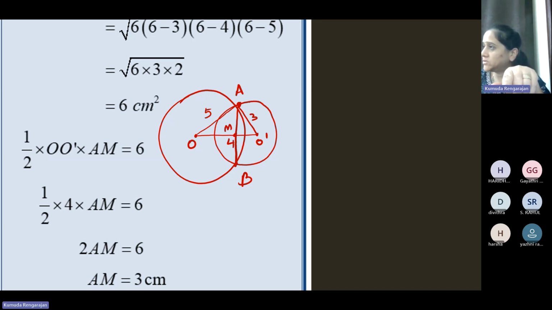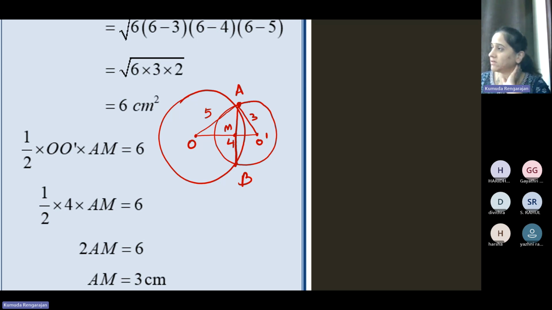Which is the center of the first circle, the bigger circle? O. And the center of the smaller circle? O dash. Where do the two circles intersect? A and B. Which is the common chord to the two circles? AB. The line segment joining the points of intersection. A and B are the places where the two circles meet. When you join those 2 points, that is the common chord.